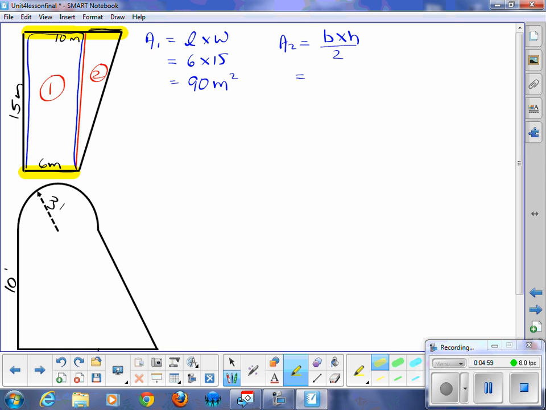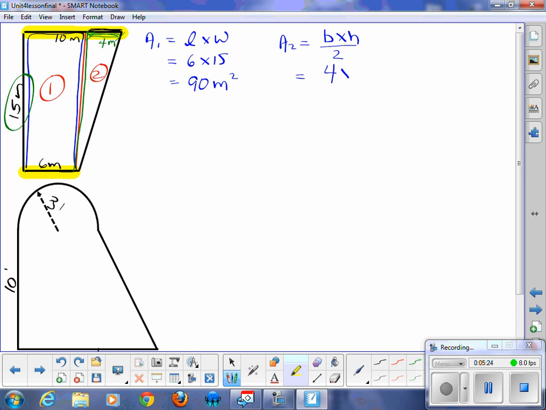So if the entire base was 10, the bottom is 6, that means that this area, or length right here, is going to be the remainder. It's 4 meters. The height of this triangle we know, because it's going to be the same as the 15. So there's the trick right there. That was why I put that example on there for you. It's exactly that reason. That 4 meters, you have to calculate that on your own.